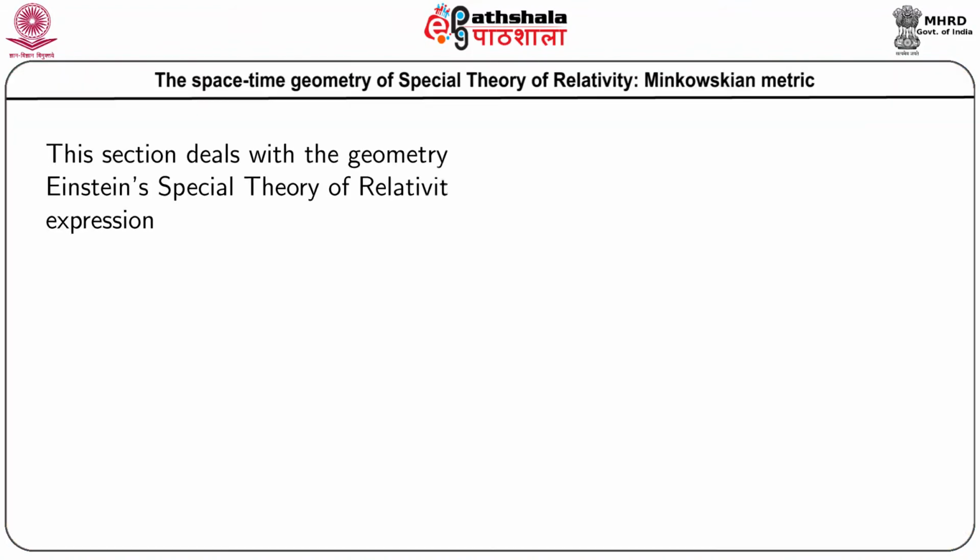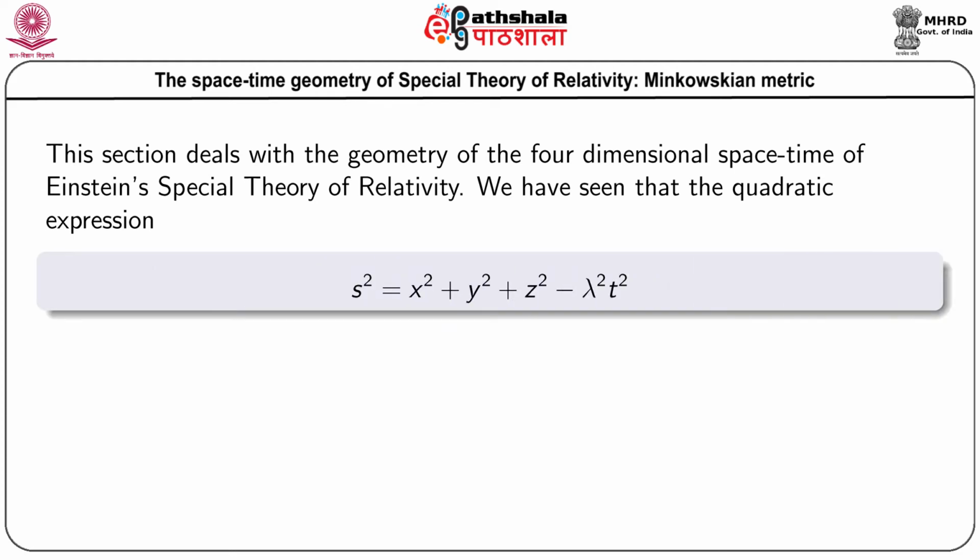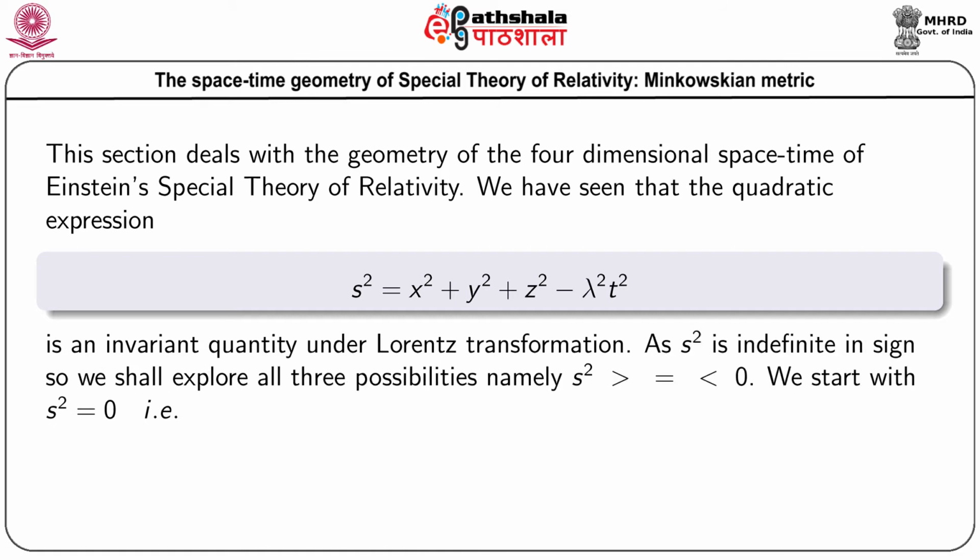So, let us start with the space time geometry of the special theory of relativity. In this section we learn about the space time geometry of the special theory of relativity and also the Minkowskian metric. Now, this section deals with the geometry of the 4-dimensional space time of Einstein's special theory of relativity. We have seen that the quadratic expression s² = x² + y² + z² - λ²t² is an invariant quantity under the Lorentz transformation. In our just previous slides, we have obtained this.